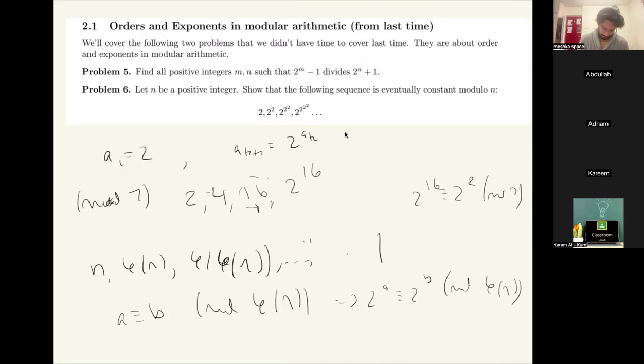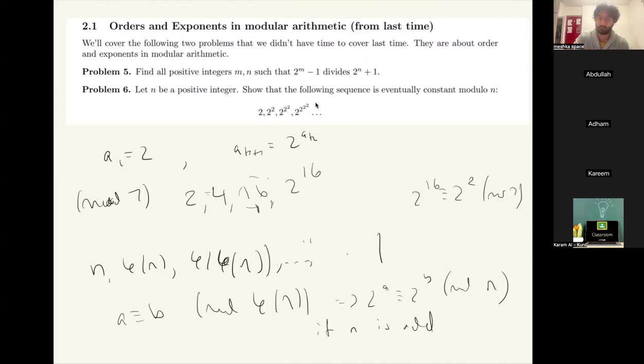Yeah, I guess n is co-prime with 2. So n is odd. It has to be co-prime with 2, pretty sure, right? Pretty sure we can just reduce the even cases to odd cases.